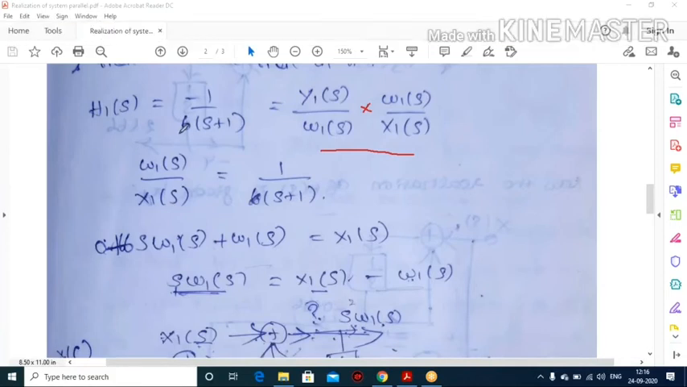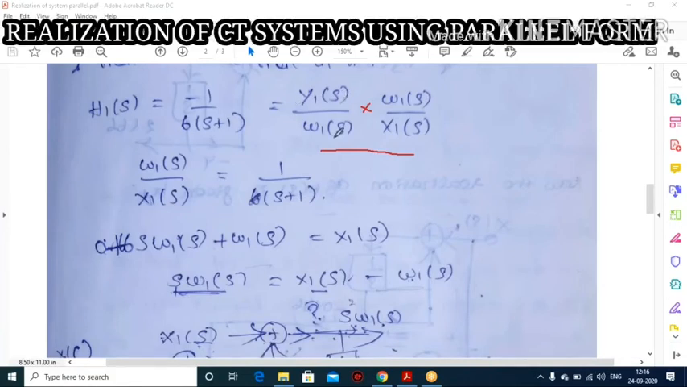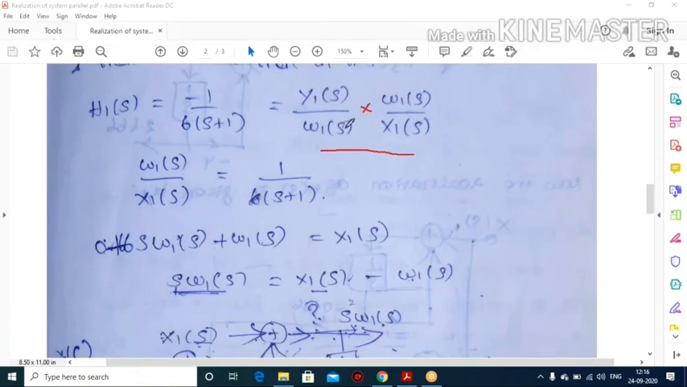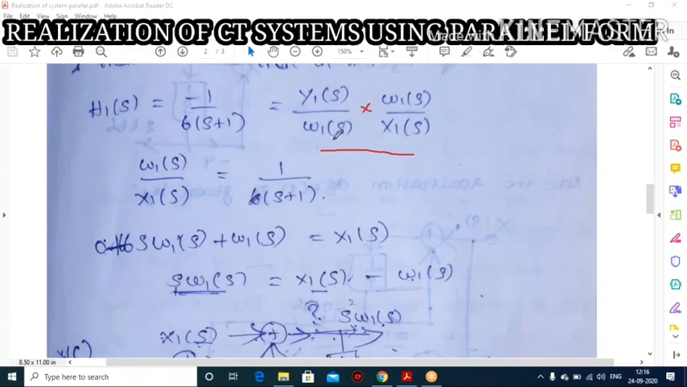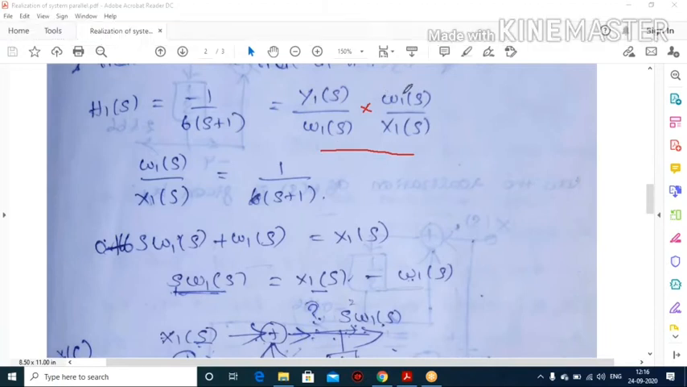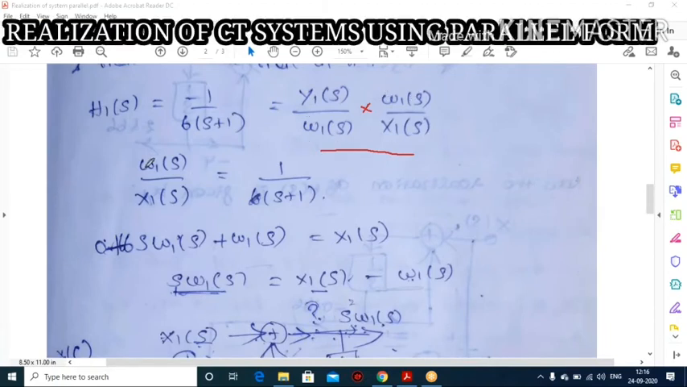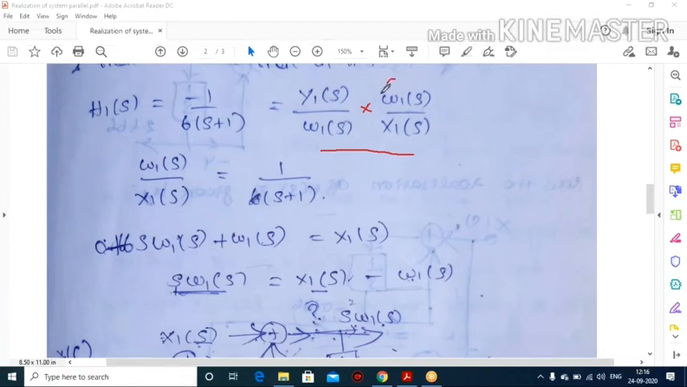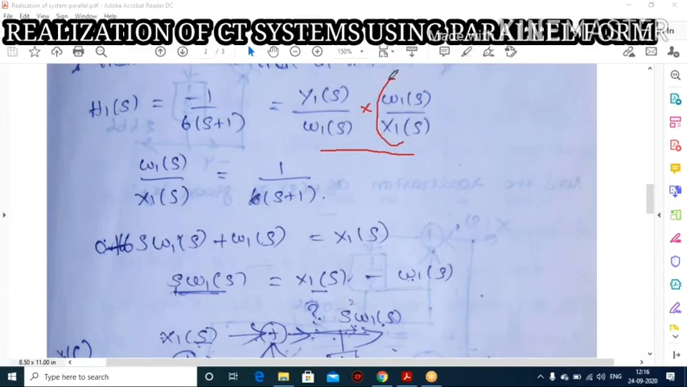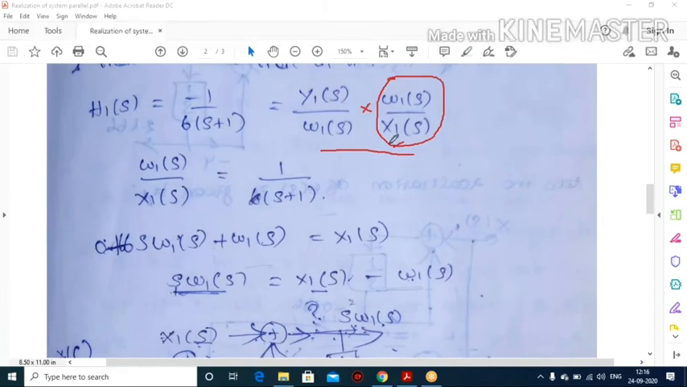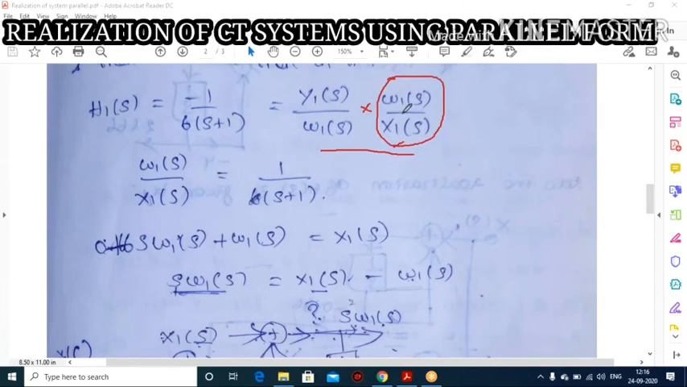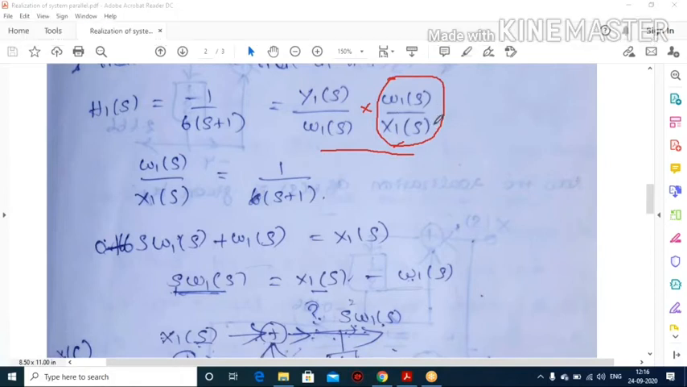So carefully listen here. First thing is Y1 of S divided by W1 of S into W1 of S divided by X1 of S. Here you assign one dummy output. So this dummy output can act as a dummy input to the next system. Isn't it? Right. Now W1 of S. First I will take out this term, W1 of S divided by X1 of S. So this is equal to 1 divided by denominator.